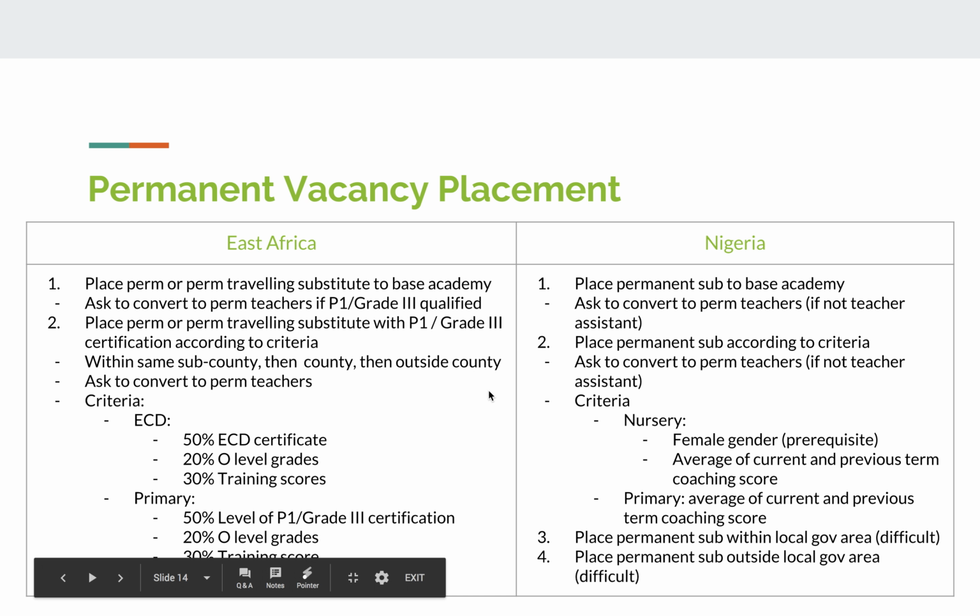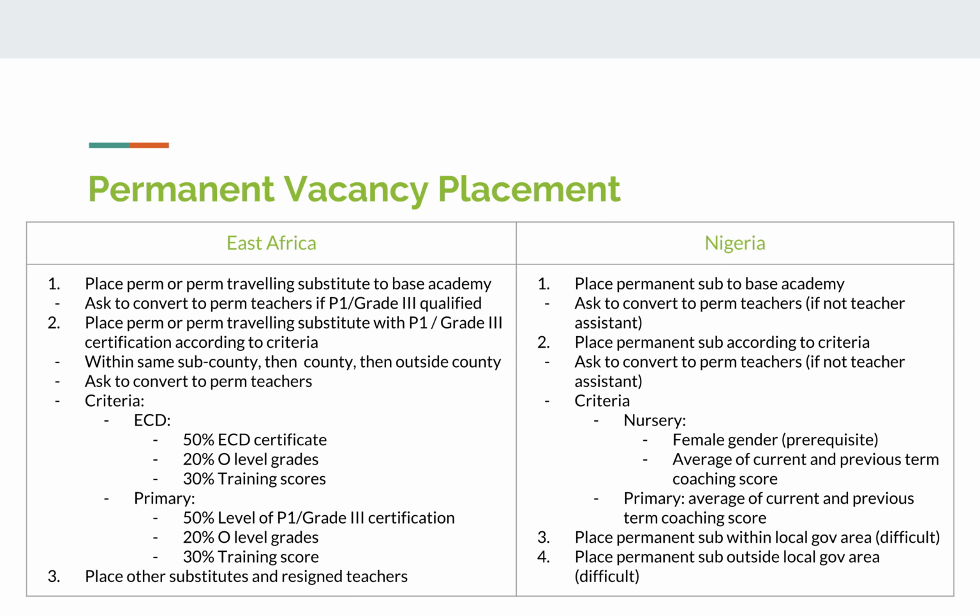And then after we assign this, the third is any other substitute. So if a permanent with P1 certification can't be assigned, then we look at other permanent substitutes without the certification, other daily substitutes, and other resigned teachers who can be assigned. And in Nigeria, it's the same permanent substitutes, but assigning them outside the local government area, which I know from Tugi is quite difficult, because it's difficult to ask a permanent substitute to go outside their local area and fulfill a vacancy there.